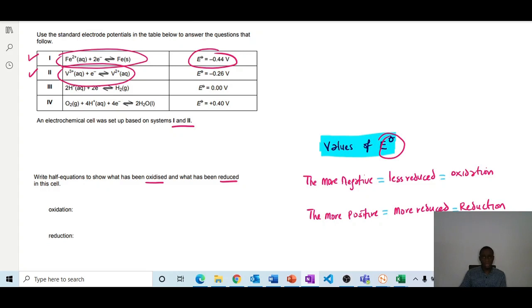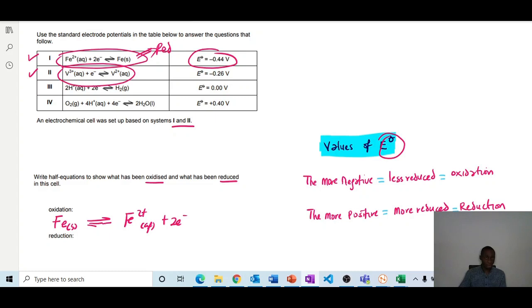So now, how do we write this half equation? If you look critically at system 1, you will see that the equation is actually for reduction, right? As a result of that, we have to convert it to oxidation by reversing the equation. So we just have to write it in the reverse order, which is Fe solid to give us Fe2 plus. That is the answer. We have just reversed the reduction reaction to oxidation reaction.